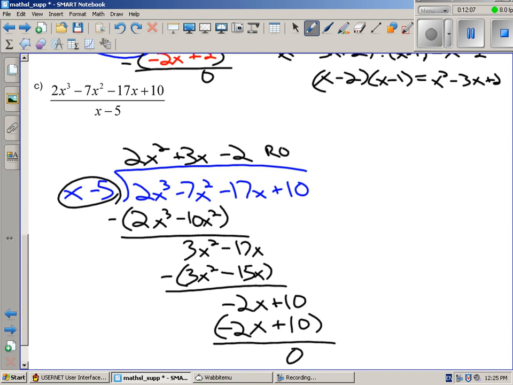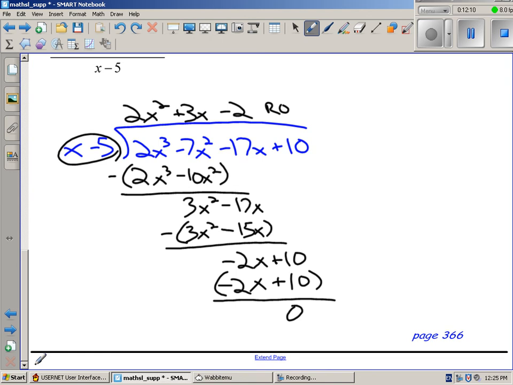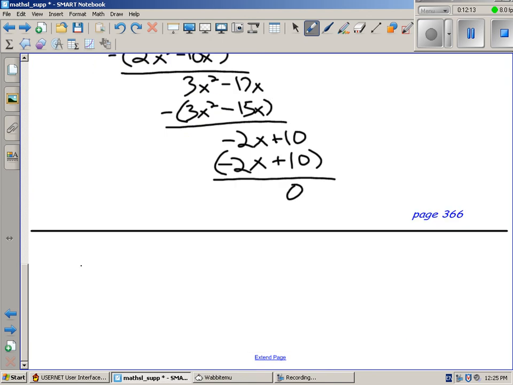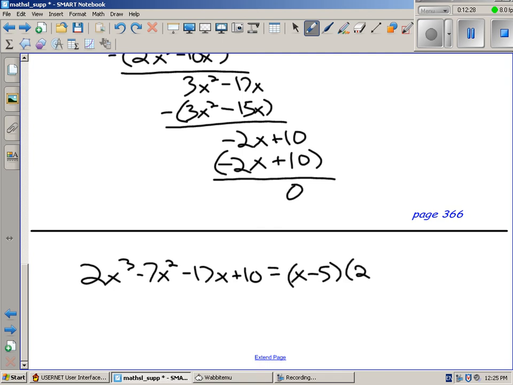Or, if you prefer, what we now know is that 2x cubed minus 7x squared minus 17x plus 10, which looked totally unfactorable as far as we knew before, can turn into this. That's pretty useful. Now we've got a regular binomial and a quadratic trinomial. We might even be able to go further with this. And finally, we've found a way that we can factor things that are bigger than binomials.